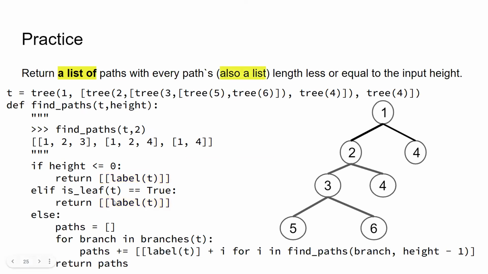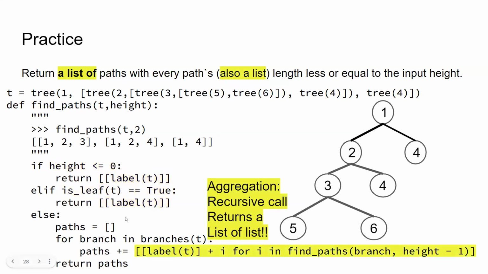And then you have the base case. We have 2 situations. One is that the height will be less than or equal to 0. Another one is you reach one of the leaves, and we return a list of lists. And finally, you use a recursive call to return a list of lists. So this is extend, path extend.